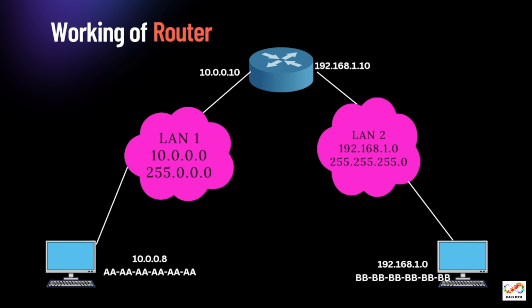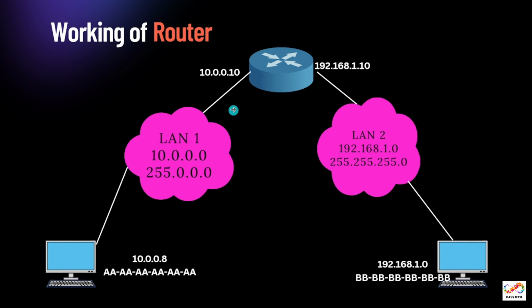If a PC in network 1 wants to send data to another PC in network 1, a switch is enough. But if PC 10.0.0.8 wants to send data to PC 192.168.1.0, then it is cross network communication, so we need a router. A router will have two interfaces. One interface connects network 1 and another interface connects network 2. So we assign the router interface IP addresses like this.